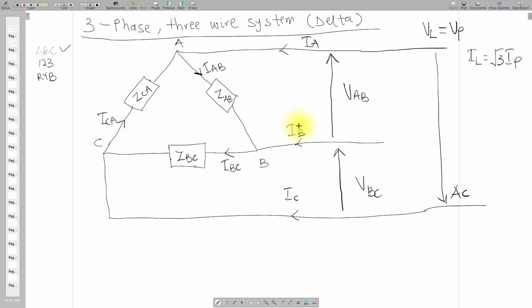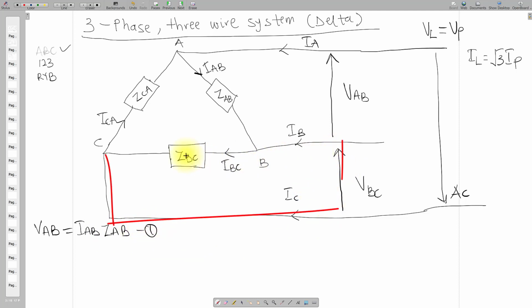Right, so now back to the KVL equations. I can pick a loop here in terms of AB. So I will say that VAB, this voltage, is the same voltage across this phase. On this phase I have a current and an impedance. So I will say that VAB is equal to IAB times ZAB. That is equation 1.